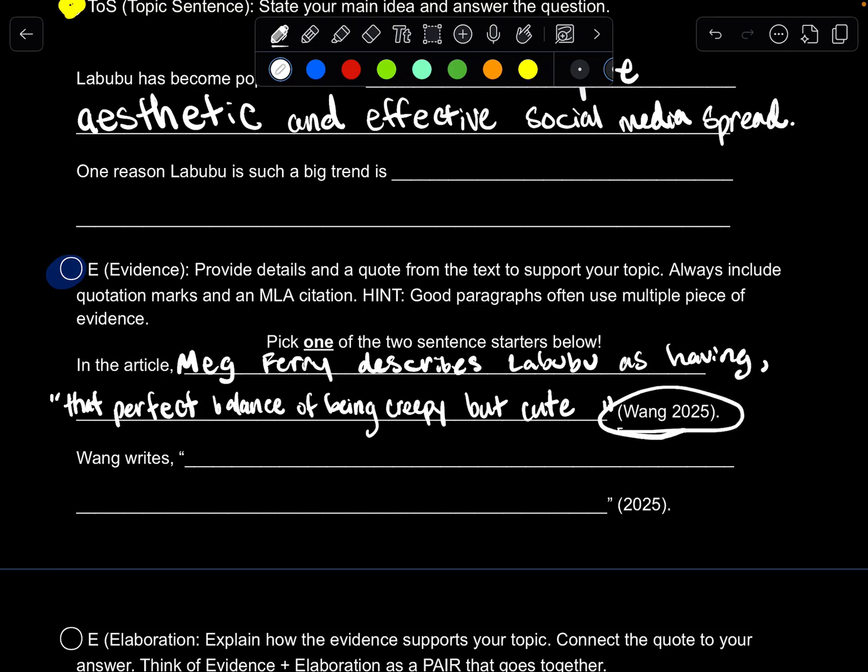Make sure that we still have where we're getting the source. So Wang is the author's last name. We have the year. No comma is necessary for this MLA citation. You could use either of these sentence starters. It's fine. Just remember, if we are using exact wording, we need the quotation marks. If we're not using exact wording, that's called paraphrasing, and we still need to say where we got it from, but we wouldn't need the quotation marks.